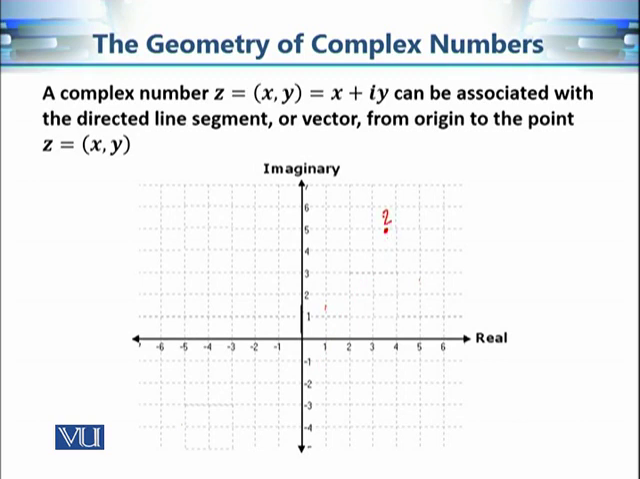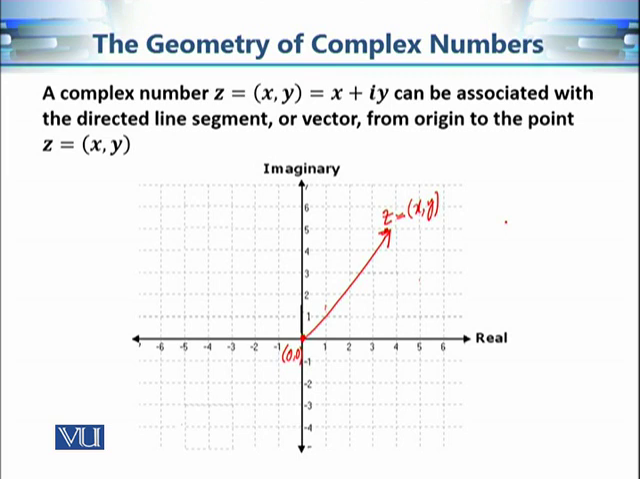Given this complex number z, which is equal to (x, y), we can associate a vector to this complex number. So what is that vector? That vector always has its tail at the origin, and the head of that vector is this complex number z. Now we have associated a complex number with a vector in the plane.